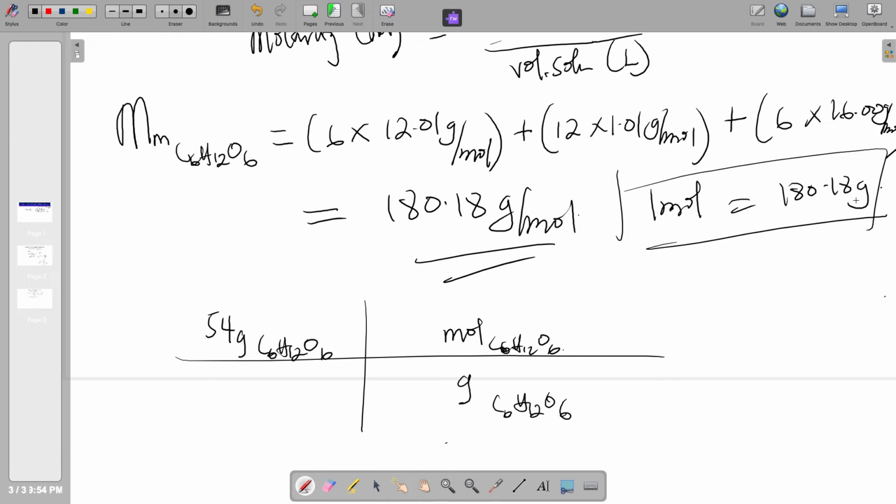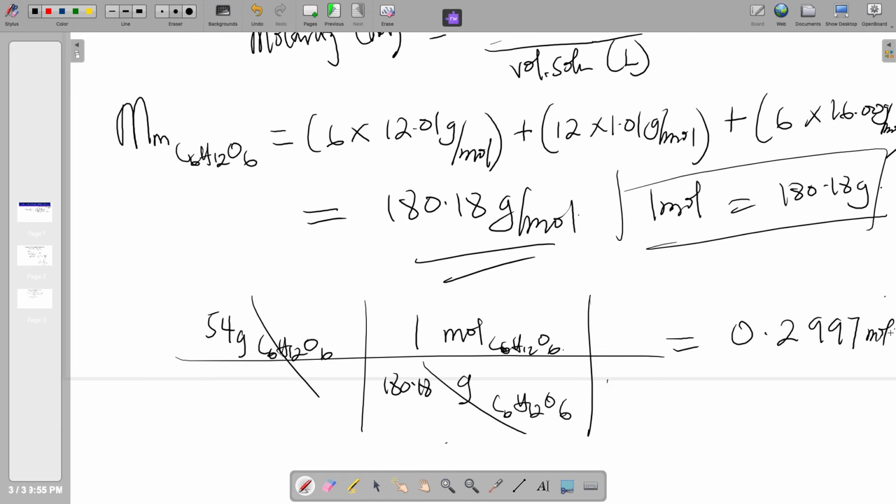So we go back to our molar mass. What number goes with grams? 180.18. So 180.18 here. And what number goes with moles? 1. Then we close the table. Units on the diagonal will cancel, so grams will cancel grams. We go ahead and divide 54 by 180.18. If we do 54 divided by 180.18, we get 0.2997 moles. Okay, so that's all we have, moles of our glucose.